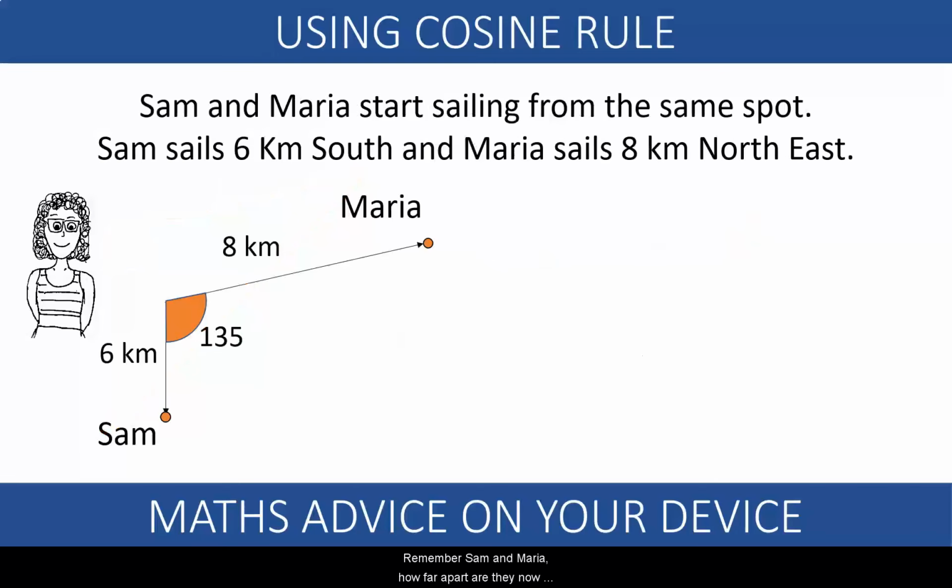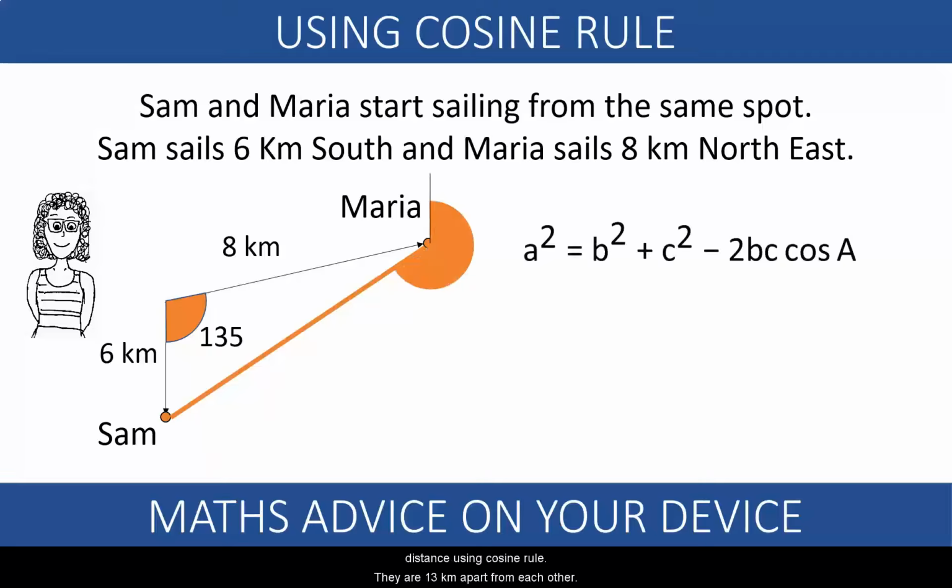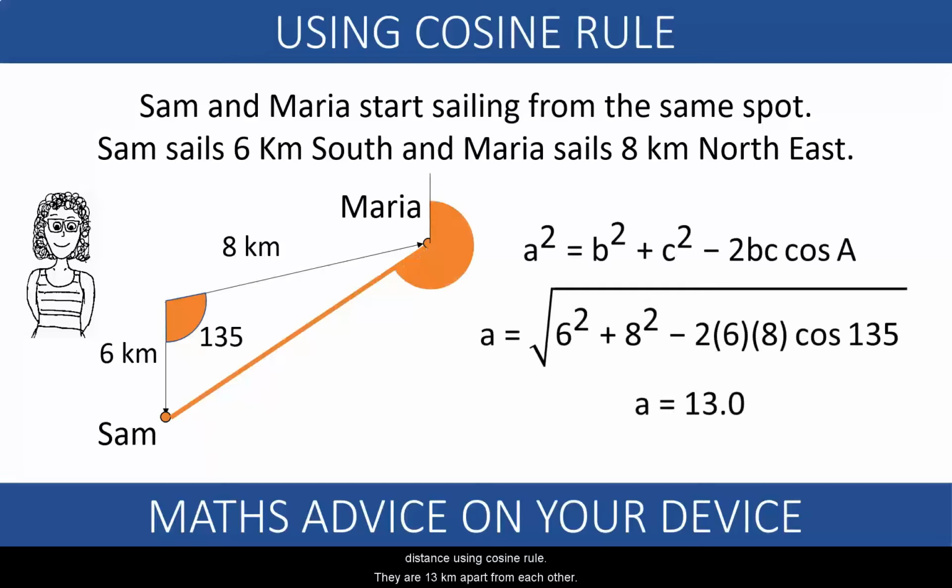Remember Sam and Maria? How far apart are they now from each other? What is the bearing from Maria to Sam? Well, we can calculate the distance using cosine rule. They are 13 kilometers apart from each other.